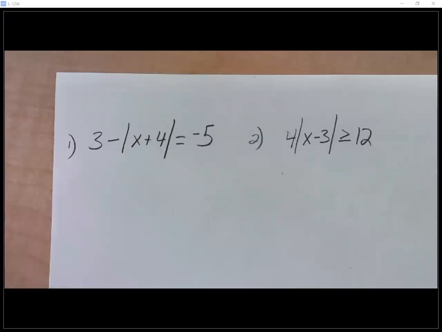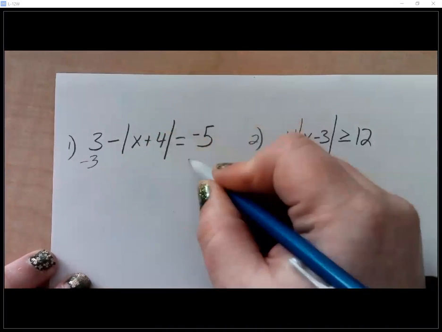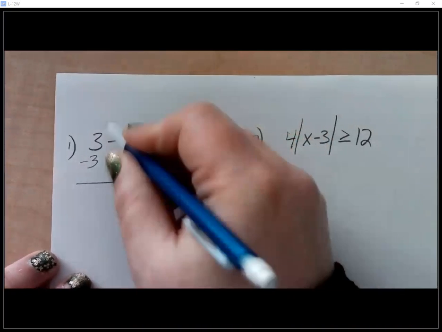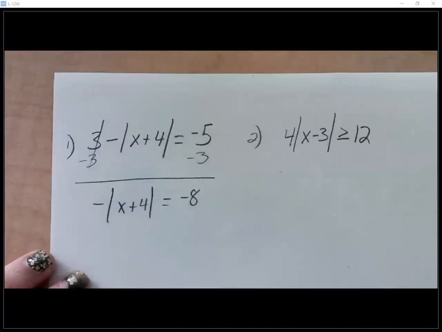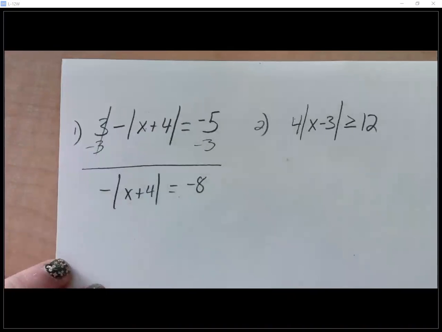Can someone refresh our memory what the very first step to any absolute value is, whether it's an equation or an inequality? The first thing you have to do, no matter what, is... yes. Step one, get the absolute value by itself. So if I do that for number one, I'm going to minus 3. So I get negative absolute value of x plus 4 equals a negative 8. And then what? It still isn't by itself, is it? You got that negative sign out there. So how do I take care of that? Divide. I got to divide both sides by a negative 1.